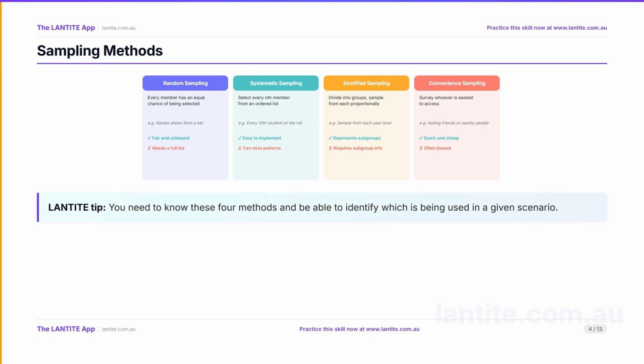There are 4 main sampling methods you need to know. Random sampling gives every member of the population an equal chance of being selected, like drawing names from a hat. Systematic sampling selects every nth person from a list, for example, every 10th student on the roll. Stratified sampling divides the population into groups, or strata, and samples from each in proportion, such as sampling from each year level in a school. Convenient sampling surveys whoever is easiest to reach, like surveying people at the front gate. Random and stratified sampling tend to be the most representative. Convenient sampling is the most common source of bias.